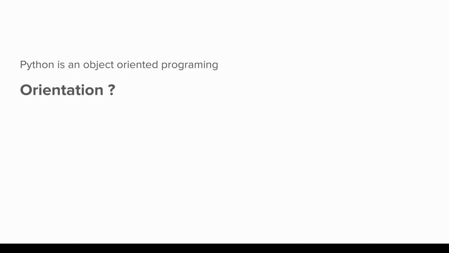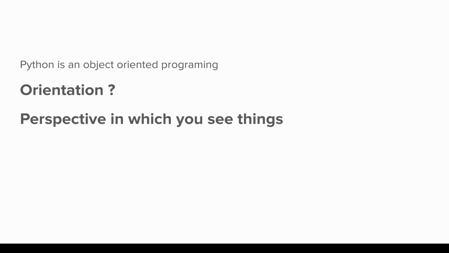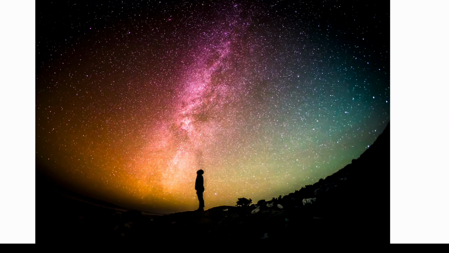Orient means direction. Okay, direction. Can you tell me the other meaning? Orient means how we see the things. Okay, good. As she told, orientation means the perspective in which you see the things. Correct? And now I would like to ask you, what is your perspective to see the life?